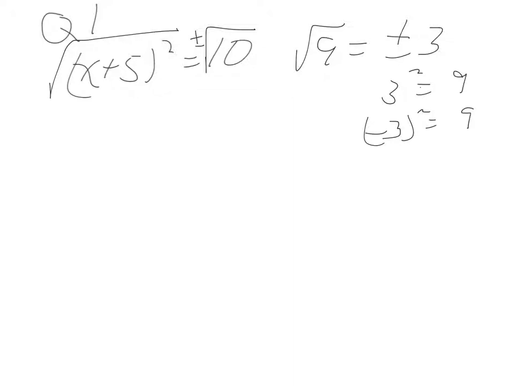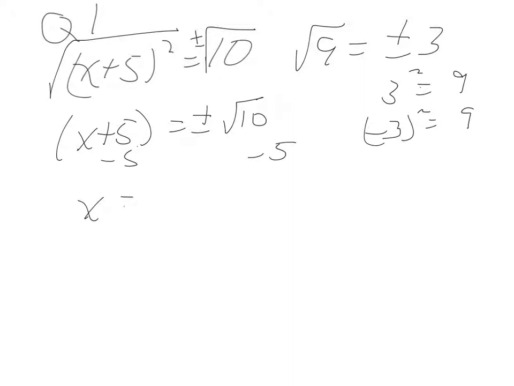So taking the square root of the left side gets rid of the square, so now I have x + 5 = ±√10. To solve for x, we subtract 5 from both sides, and I get x = √10 − 5, or x = −√10 − 5.